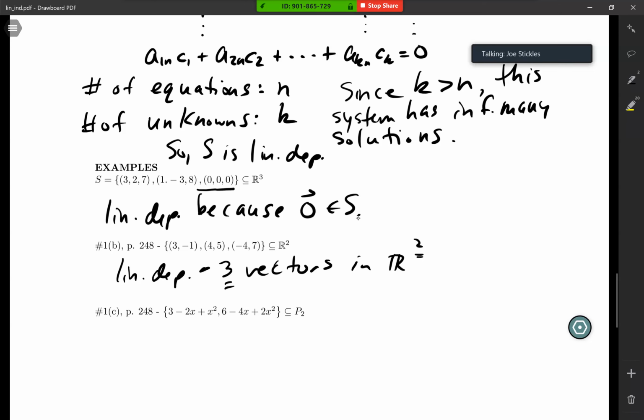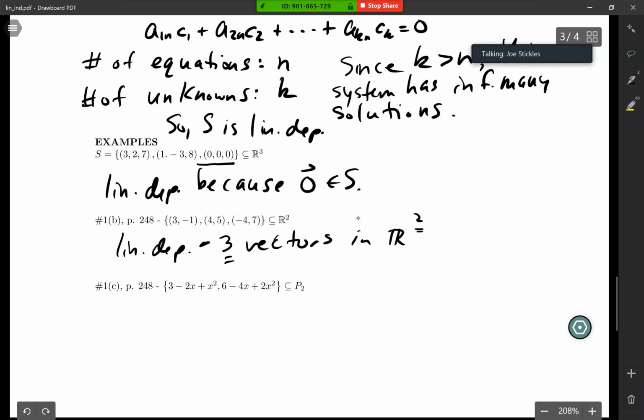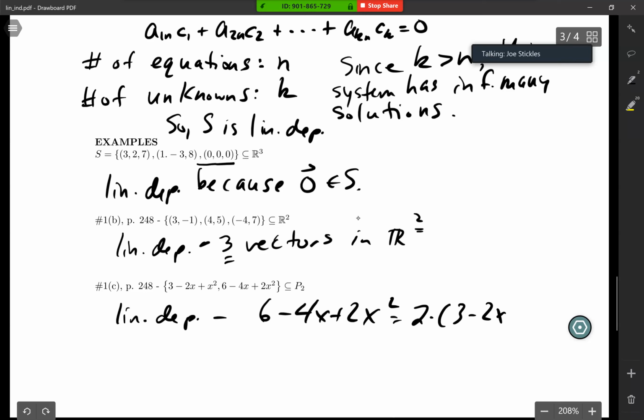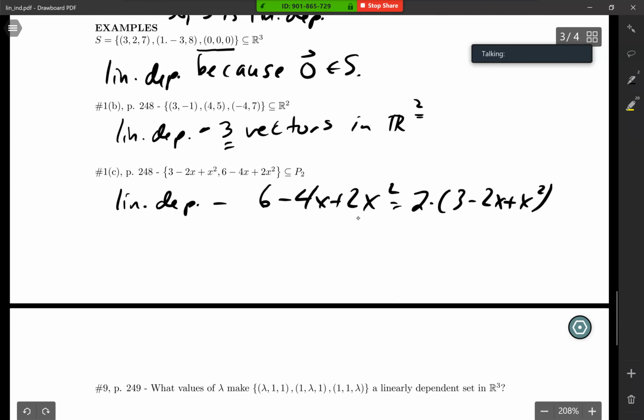And then the last one looks a lot like the example that I did before. This one is linearly dependent because why? What do I need to multiply the first one by to get the second one? 2. Good. So the 6 minus 4x plus 2x squared is equal to 2 times the 3 minus 2x plus x squared. All right.